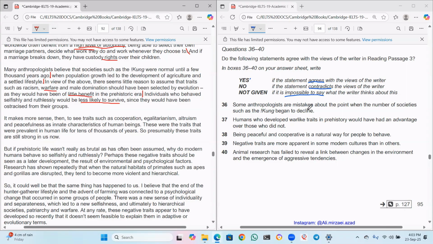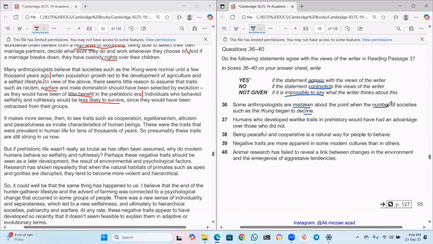Now, what is the question, guys? Some anthropologists are mistaken about the point when the number of societies such as Kung began to decline. He's talking about anthropologists. I think we read in the first sentence here: many anthropologists believe that societies such as Kung were normal until a few thousand years ago, when population growth led to the development of agriculture and settled lifestyle. Okay. Now, what is he saying? Some anthropologists are mistaken about the point when the number of societies such as Kung began to decline.